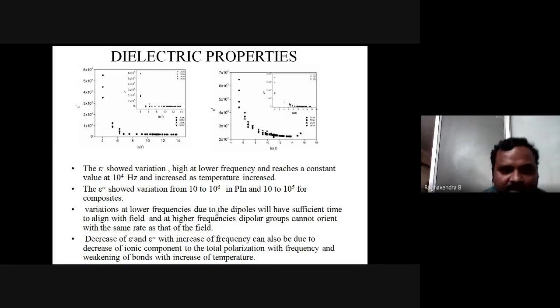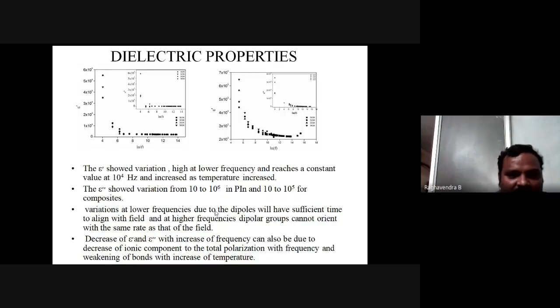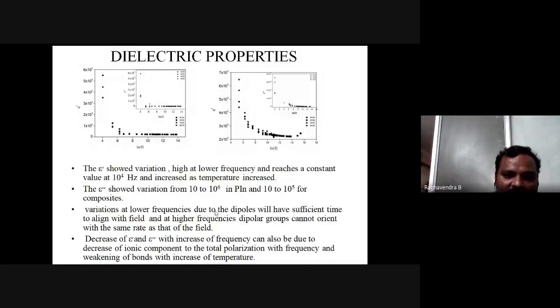So now I'm going to discuss the dielectric properties. The first figure corresponds to pure polyindole, and the second figure corresponds to the polyindole Co3O4 composite. The figure represents the variation of dielectric constant with respect to the frequency of the applied field, and the inset represents the variation of the dielectric loss with respect to the frequency of the applied field.